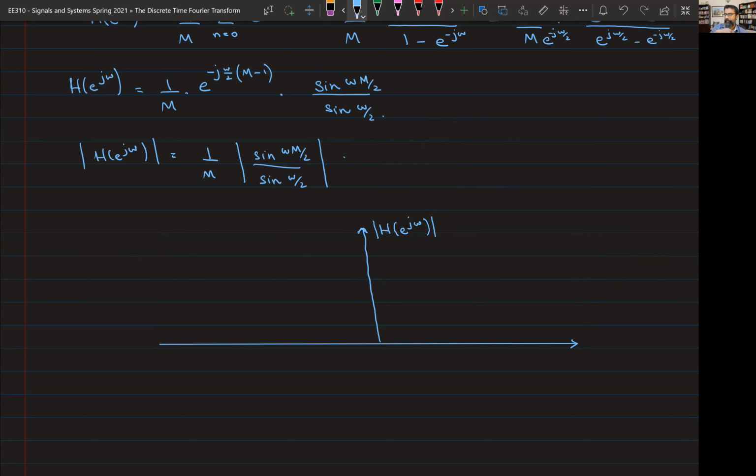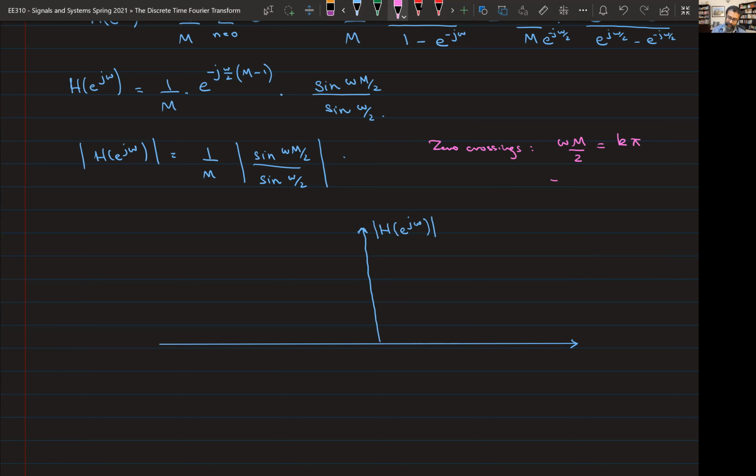So I can take my word for this. This is going to be decaying slightly and then periodic. But the question is, where are the zero crossings for this? So zero crossings occur when omega times m divided by 2 is any integer multiple of pi, because sine always crosses zero whenever the argument is pi or 2 pi. It's a multiple of pi, any integer multiple of pi. That's where the zero crossing is going to be.